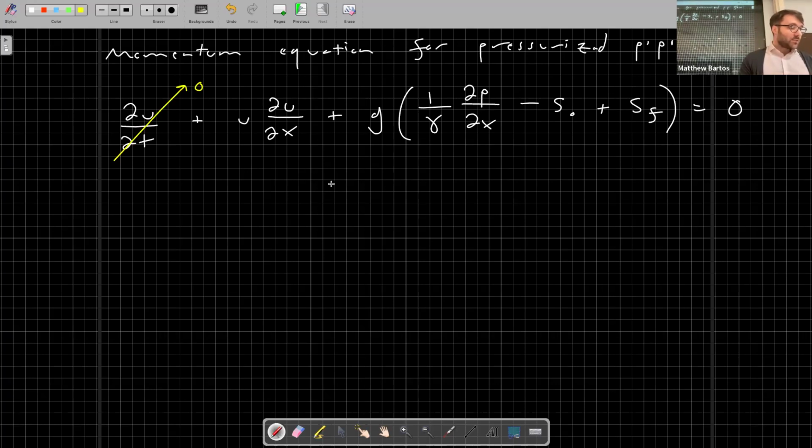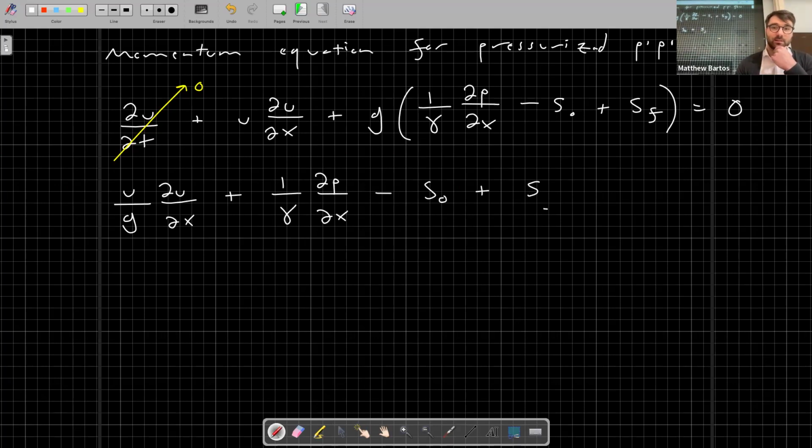So next, I'm just going to divide everything by g. We'll get u over g du/dx plus 1 over gamma times dp/dx minus the bottom slope plus the friction slope is equal to 0.